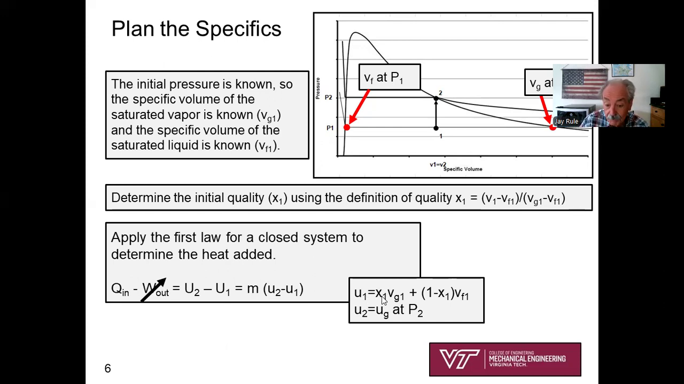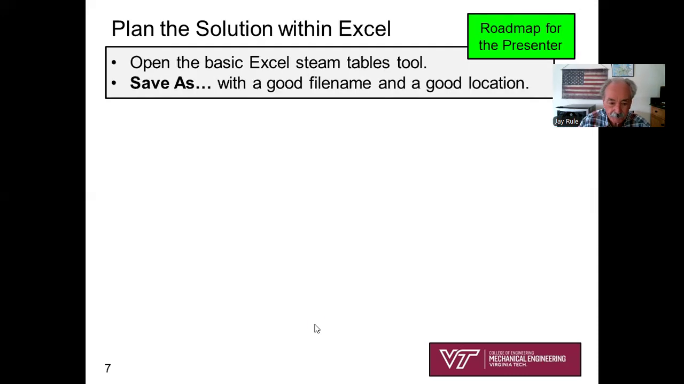U1 is simply going to be the quality that we just found, X1 times UG plus what's left over, the remaining fraction, 1 minus X1 times UF1. So that's the way we'll get U1. And U2 is simply a lookup. It's going to be U sub G since it's saturated vapor at P2. So we haven't done anything with Excel yet, have we? Okay, but we're going to try to solve this whole thing in Excel.